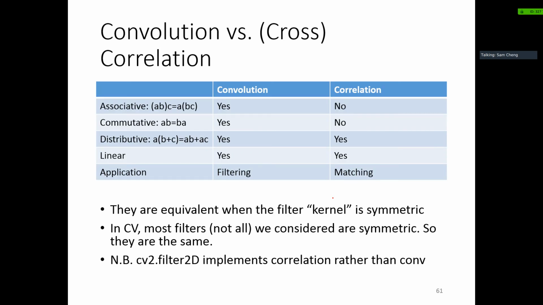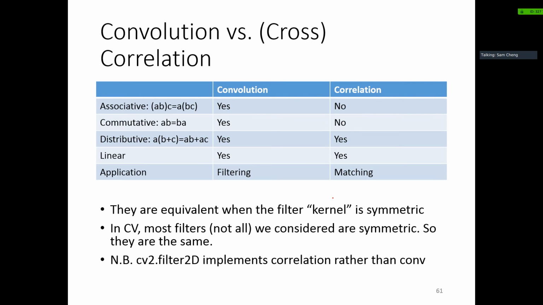So this is just a summary slide. In practice, when people say convolution, they sometimes actually mean correlation, but be careful: when the kernel is not symmetric, they are not the same. We can be sloppy because often the kernel is symmetric.